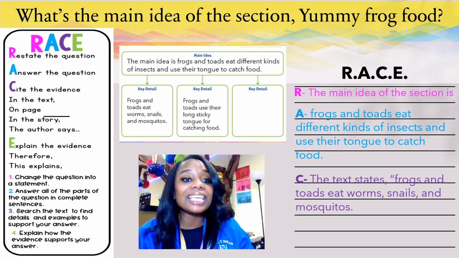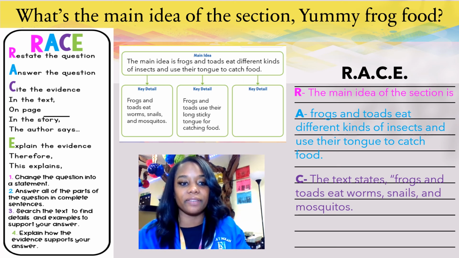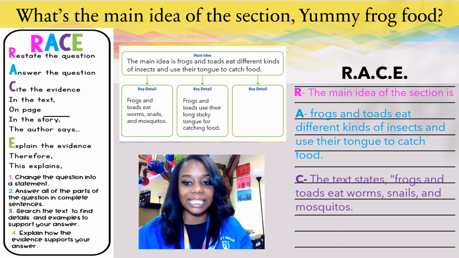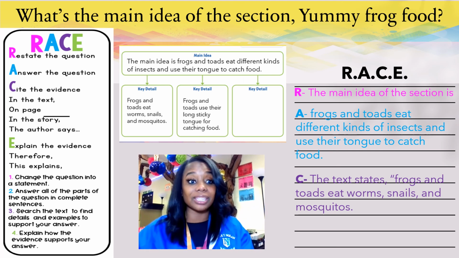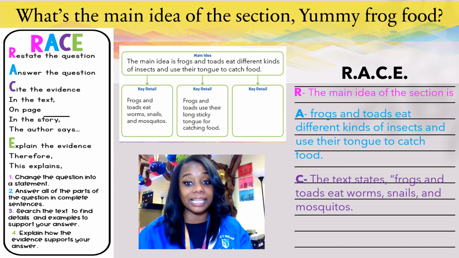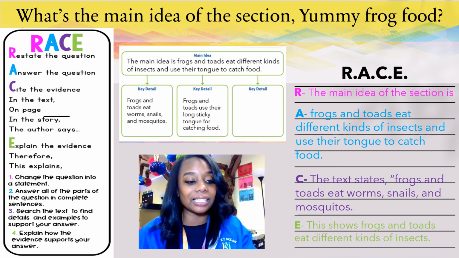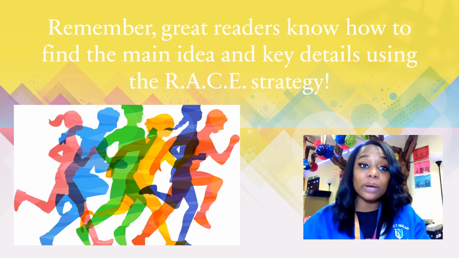And E asks us to explain the evidence. We can use the sentence starters. This shows, this means, for example, therefore, this explains. And our E states, this shows frogs and toads eat different kinds of insects. So readers, now it's your turn.